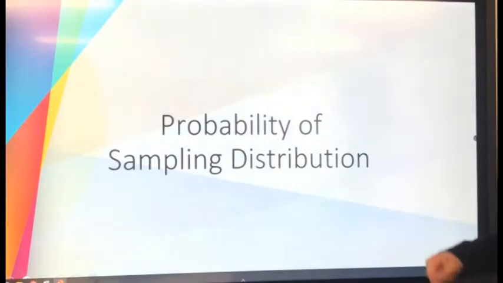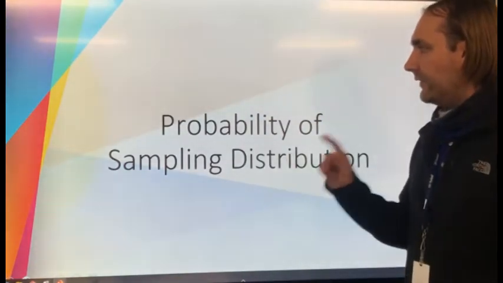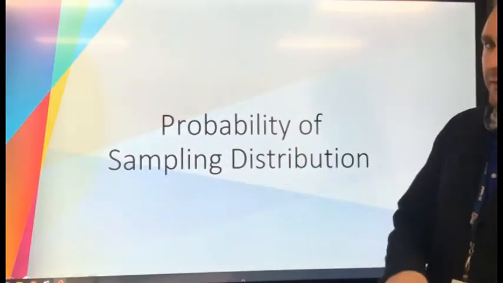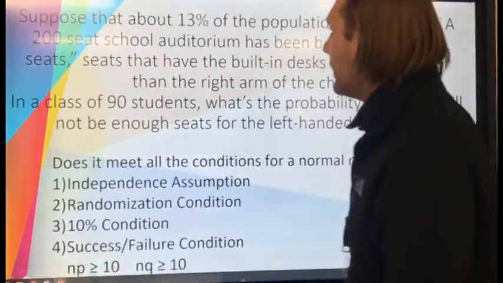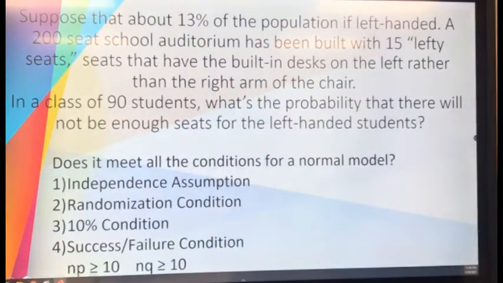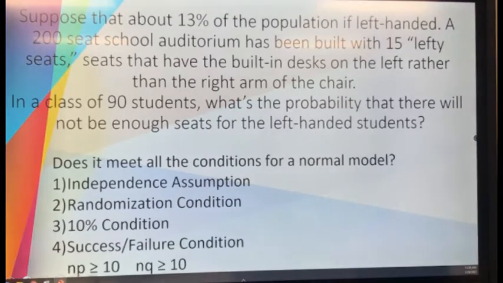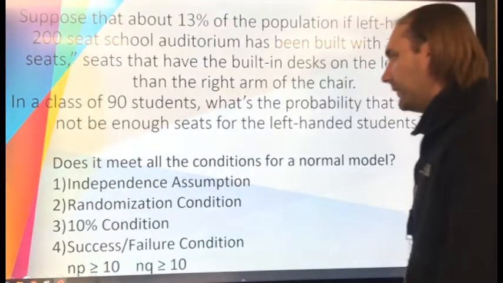So, after we got done figuring out how to find the mean and the standard deviation of a sample distribution in terms of proportion, let's take the information to find our probability. First example, suppose that about 13% of the population is left-handed. A 200-seat school auditorium has been built with 15 lefty seats, seats that have been built with the desk on the left rather than the right arm of the chair. In a class of 90 students, what's the probability that there will be not enough seats for the left-handed students?